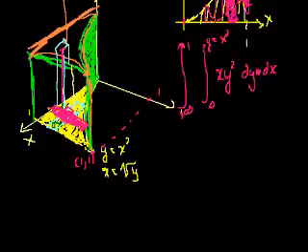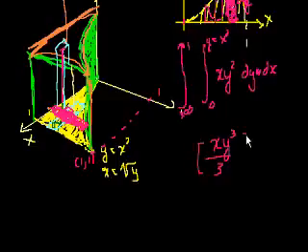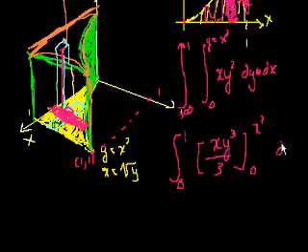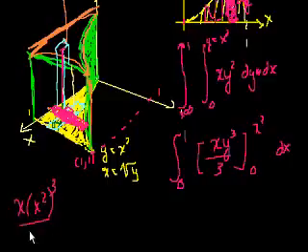So we're integrating with respect to y first. So that's x y to the third over 3 at x squared and 0. And then we have our outer integral, x goes from 0 to 1 dx. If we substitute x squared in for y, x squared to the third power is x to the sixth. So we have x times x squared to the third power over 3.